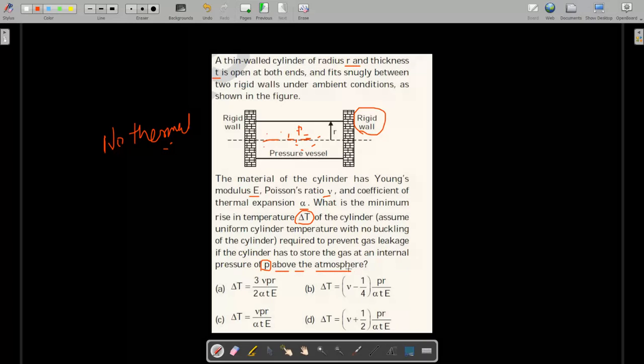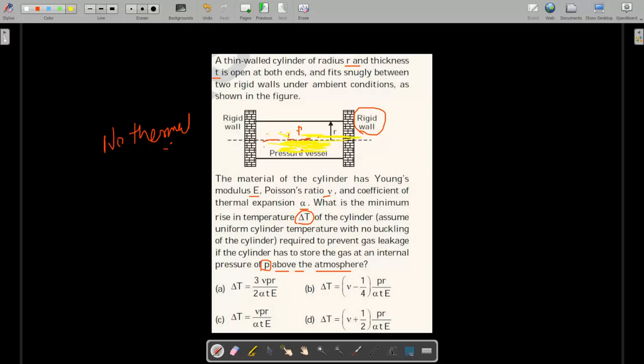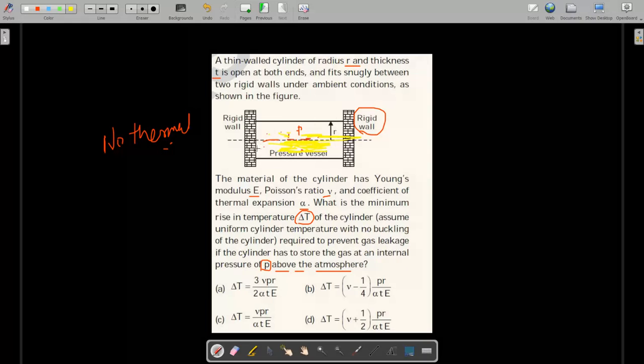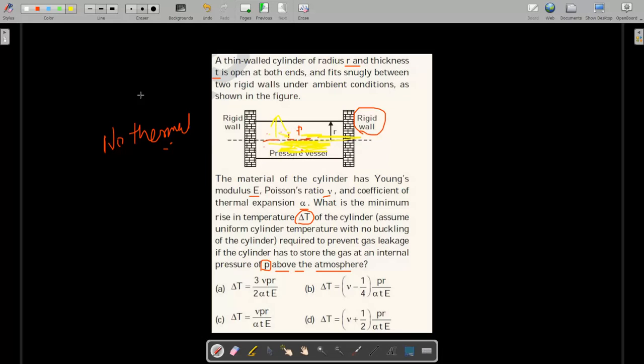Okay, so first of all, we will use some of our common sense. If there is a pressurized fluid filled here, and as we increase the temperature, the pressure will also increase, because the volume is constant, as this is fixed, so the cylinder volume will remain constant. So it will try to push this outward like this.